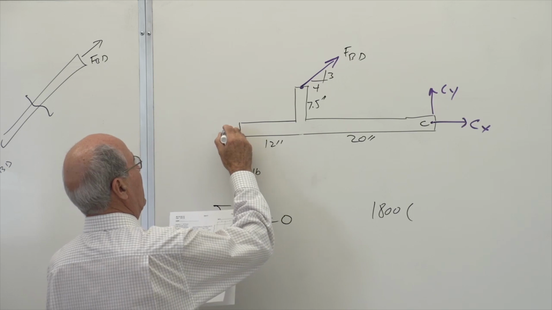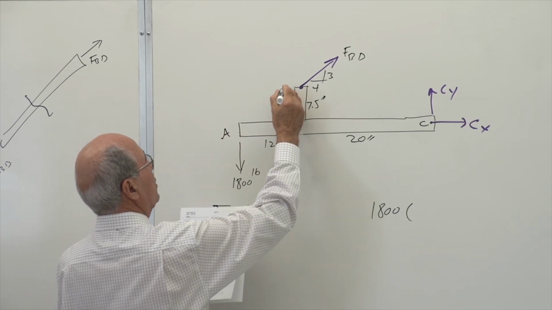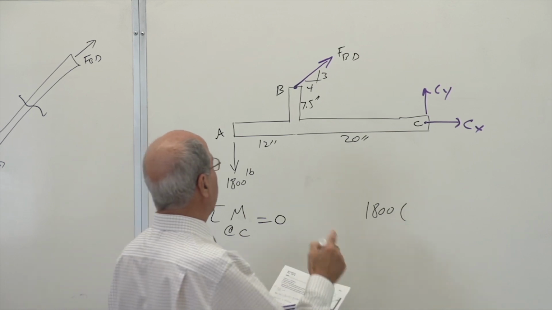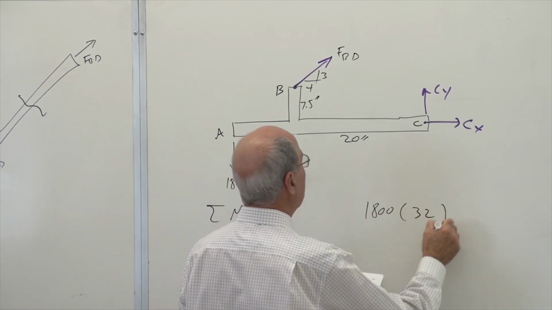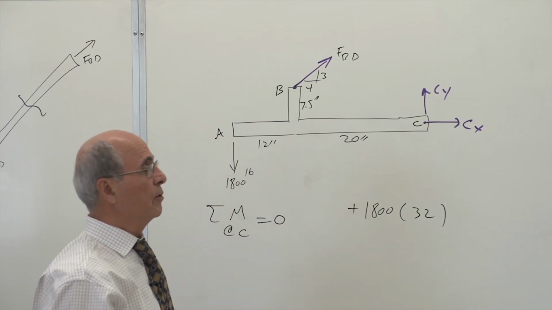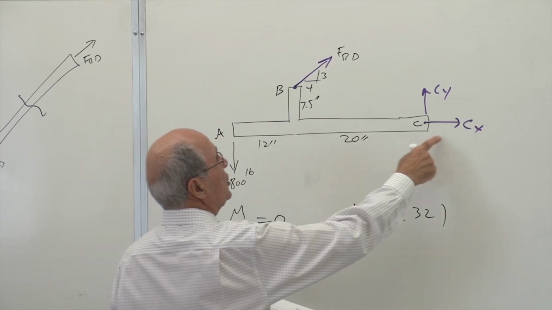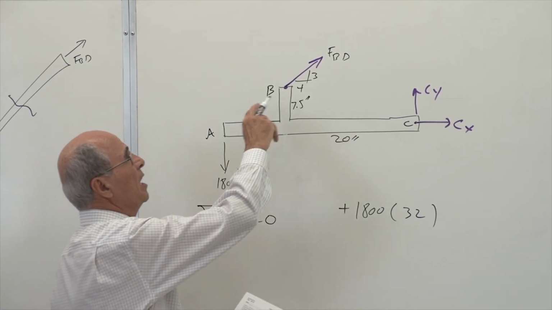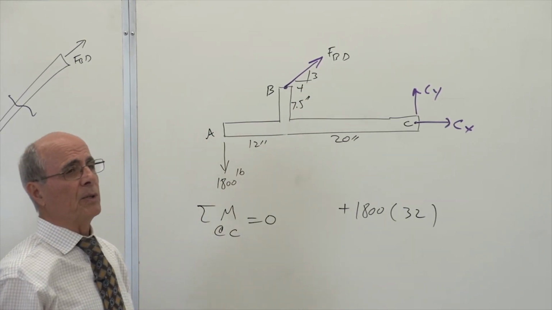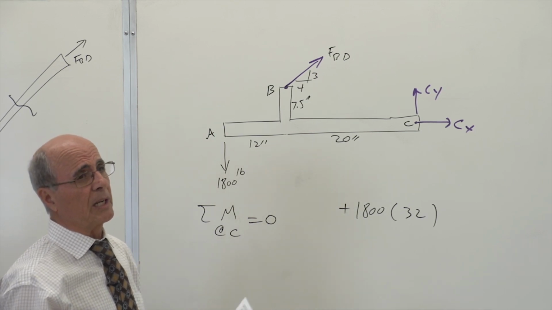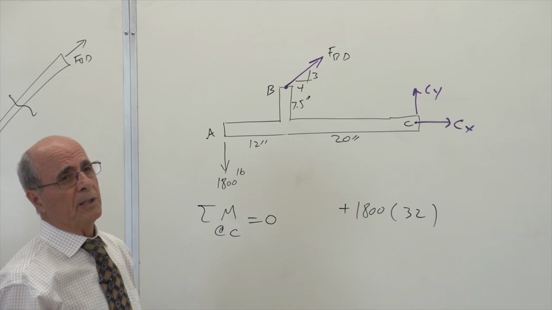This is point A, and that is point B, according to the quiz that was given to you. 1800 times 32, and it's going this way, therefore it is counterclockwise, therefore it's a plus. Then Cx and Cy do not have any moment about point C, but FBD has a moment about point C. Many had difficulty there. If you don't know how to take the moment, of course, this class becomes much more difficult.